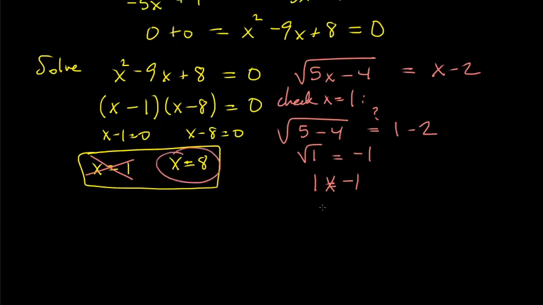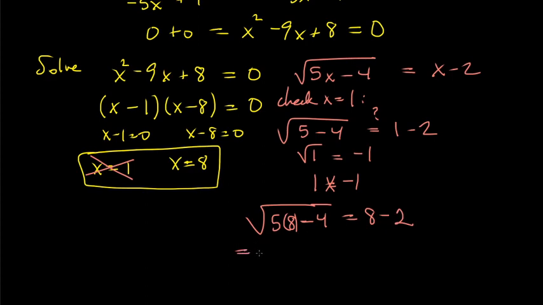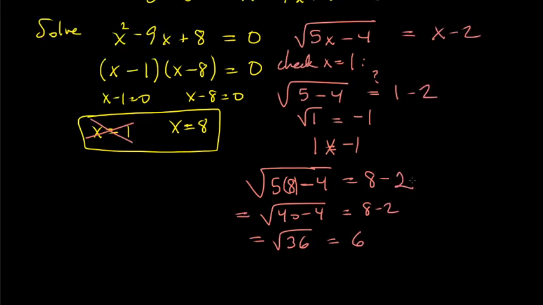But that doesn't mean no solution. We can now check x equals 8. Maybe that works. If it doesn't work, then there is no solution. But we won't know until we check. So x is 8, right? 5 times 8 is 40, and 40 minus 4 is 36. So we have the square root of 36 on the left, and 8 minus 2 is 6 on the right. Well, the square root of 36 is just 6. So indeed, 6 does equal 6. This is correct. So we have our answer, x equals 8.